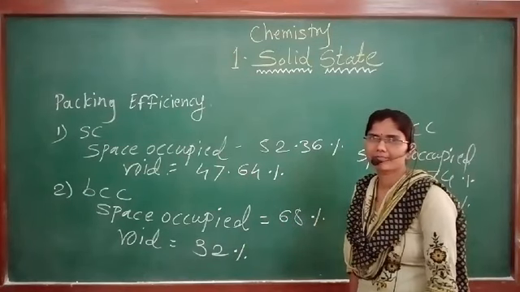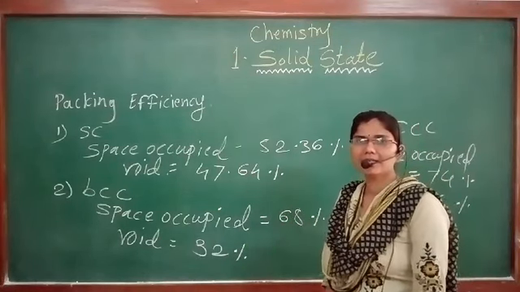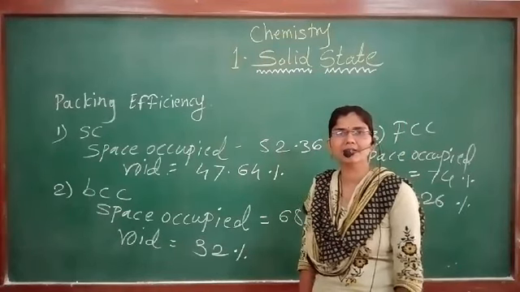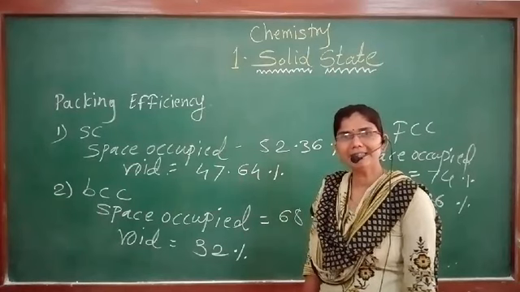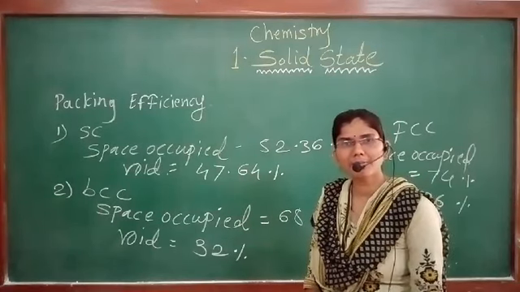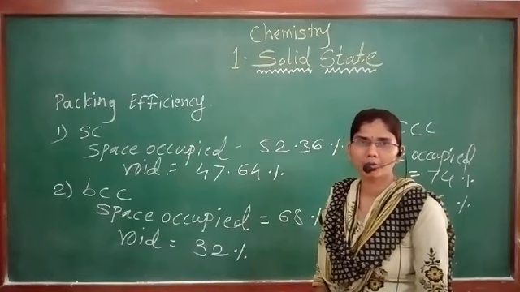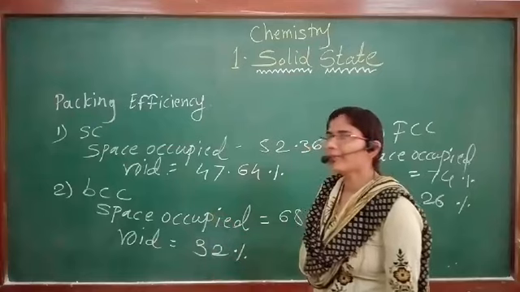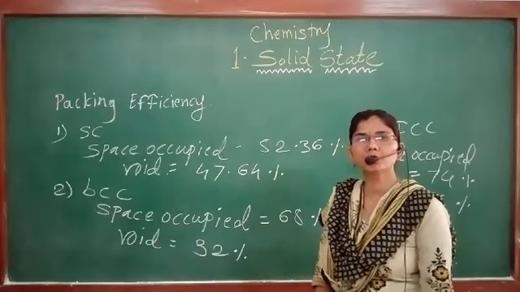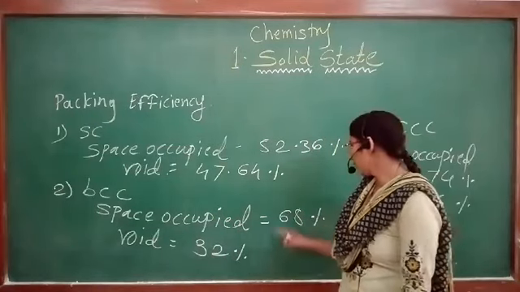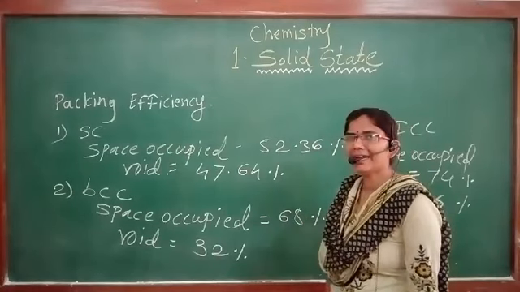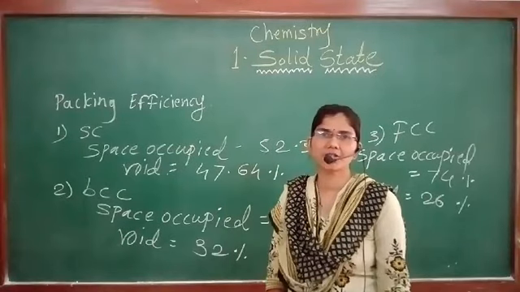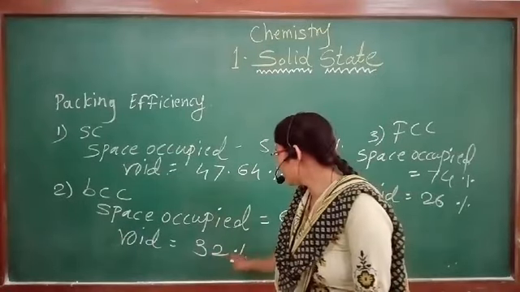and the void present in the simple cubic unit cell is 47.64%. For the BCC, the body centered cubic unit cell, n, the number of particles, is equal to 2. Therefore the space occupied by the two particles, two spheres, is 68%, and the void present in the BCC crystal structure is 32%.